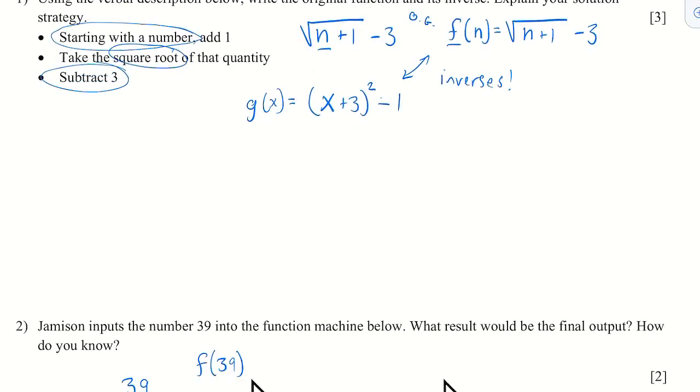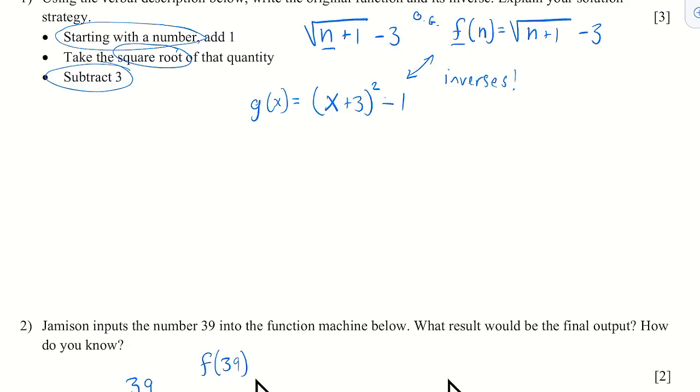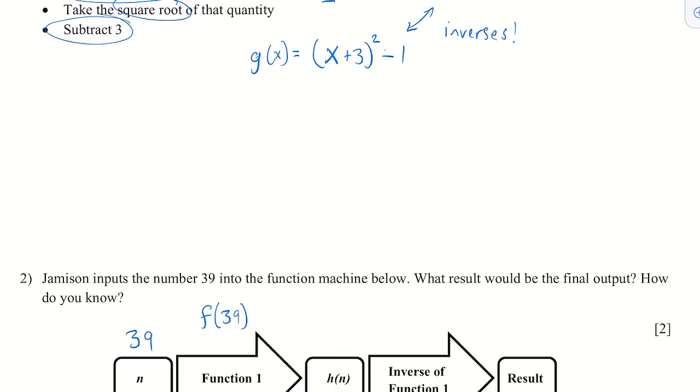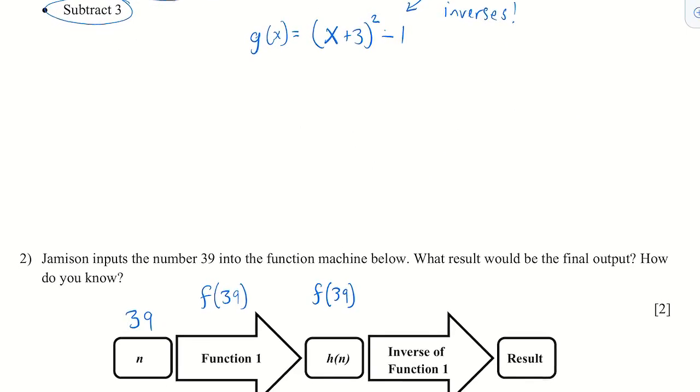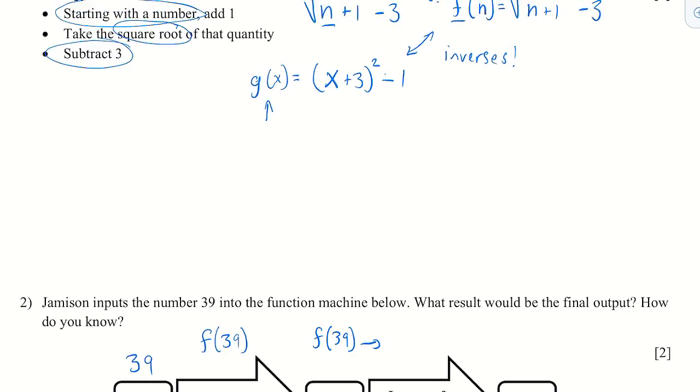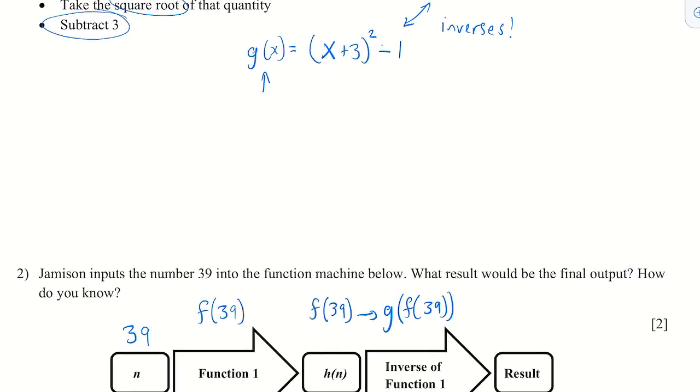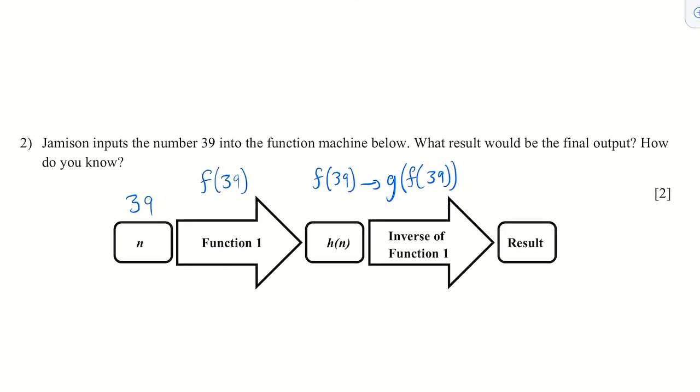In this case, it's probably not going to work out too great. So we end up getting, let's say, f of 39. And then we place this value into the inverse function. So that's going to be g of f of 39. And what ends up happening is if these two functions, both the g and the f, are inverses, they will cancel each other out and you're left with just 39 as the final result.